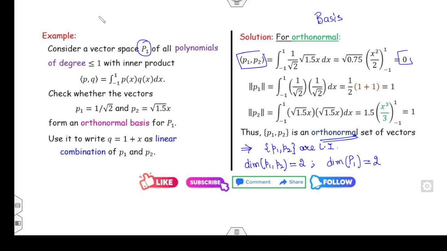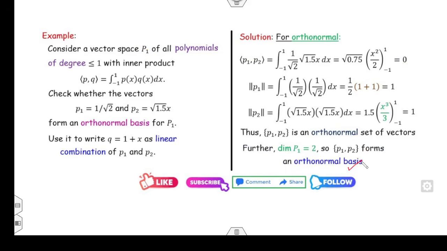Always remember, if you have the polynomial space Pn, then the dimension of Pn is n plus 1. In this case, n is 1. So 1 plus 1 is 2. Now since both the dimensions are the same, yes, they span, and hence they form a basis. Once it forms a basis, your first part is over.